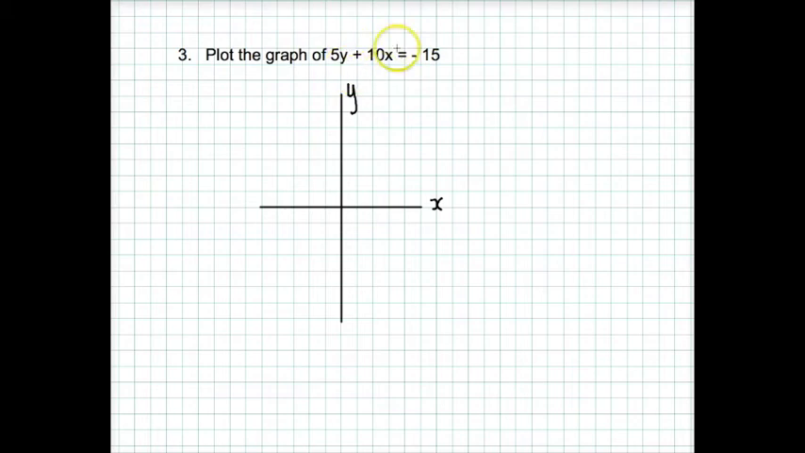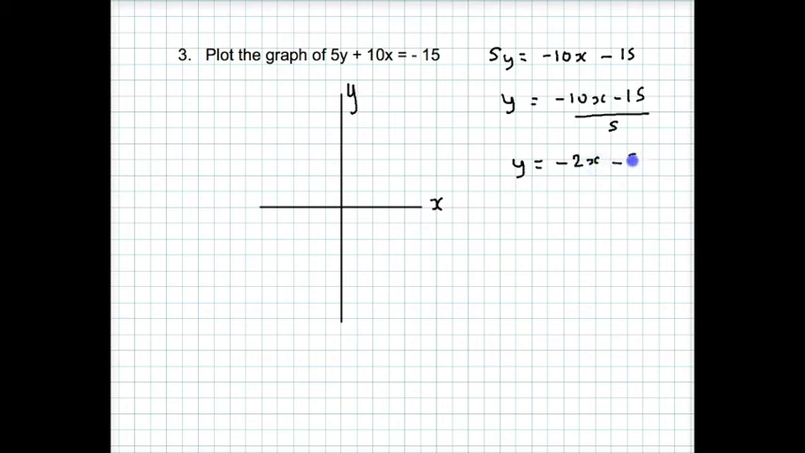So first thing I'm going to do is take this 10x over to the other side. So that gives me 5y is going to equal negative 10x, take away 15. Now what I'm going to do is move the 5 over to the other side. Because I'm multiplying by the 5 there, I'm going to divide on the other side. So I get y equals minus 10x minus 15 divided by 5. And if I divide through by 5, my equation is going to become y equals negative 2x take away 3.